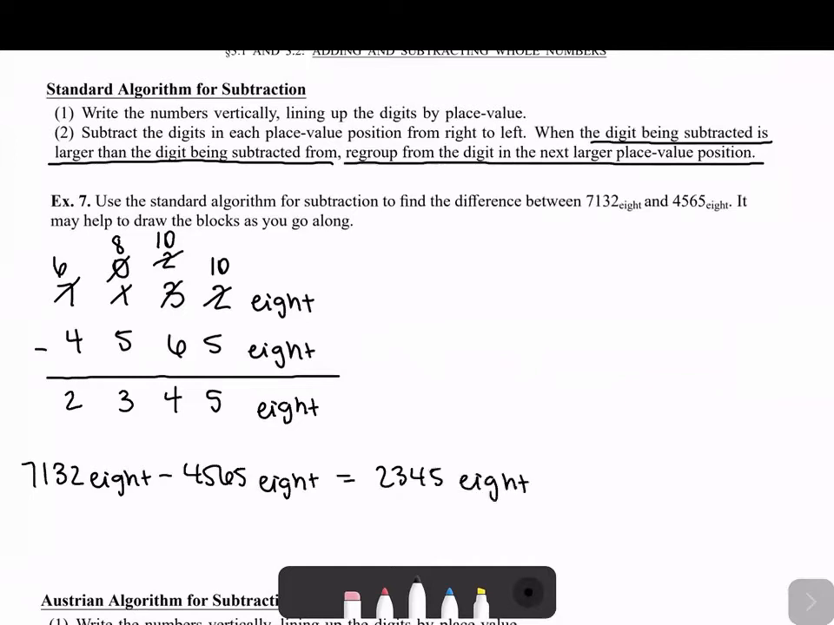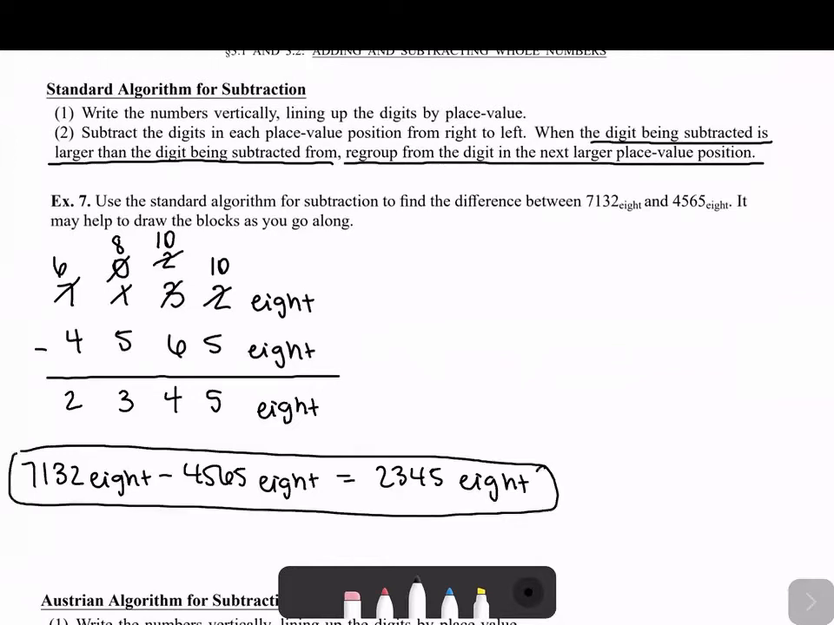So I want to point out what we're doing here. You see that whenever we carried, I added 8 to whatever value is there. So we added 2 and 8 to get 10. We added 0 and 8 to get 8. So this is different than if we were doing this in base 10. So this is how we would do this in base 10.